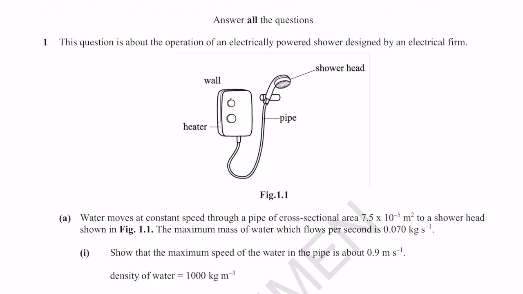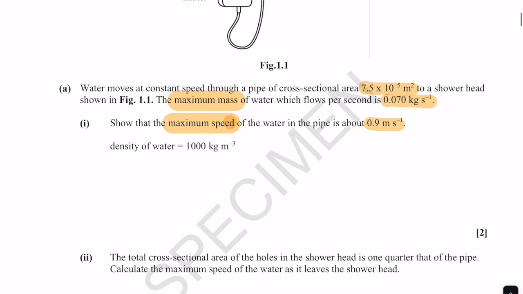We're given that this question is about the operation of an electrically powered shower designed by an electrical firm. Water moves at a constant speed through a pipe of cross-sectional area 7.5 times 10 to the minus 5 meters squared to a shower head shown in figure 1.1. The maximum mass of water that can flow through per second is this much. Show that the maximum speed of the water in the pipe is about 0.9 meters per second, and we are given the density of water.